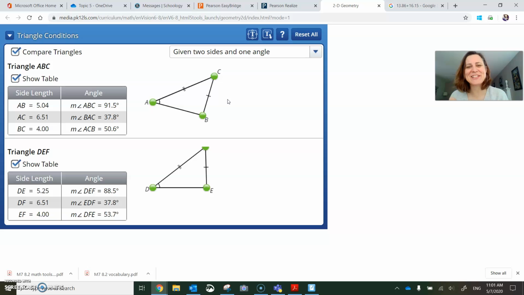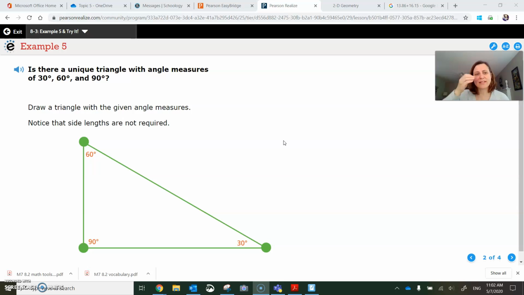My point is, I want you to be able to see how this tool works when you're comparing two triangles, because it's actually kind of handy. This last one, example 5, I didn't do in the other video. This example 5 is interesting. A couple of you have brought this up. Somebody from both of my classes has brought this one up. Can you draw more than one triangle that has angles that are exactly the same size?